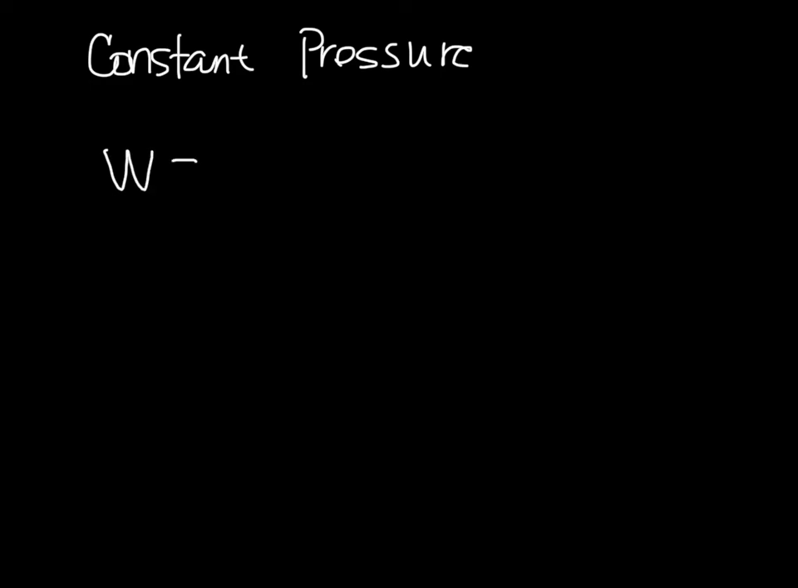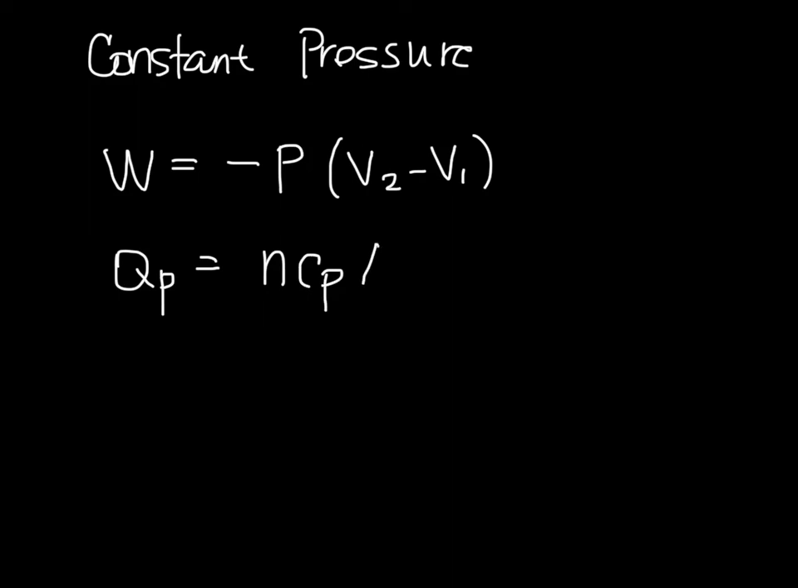If we're faced with a first law problem for a constant pressure process, we can find what we need to know in the following way. This is sort of a summary here. The work is equal to negative P times the difference in the final and initial volume. The heat transferred during that constant pressure process is n Cp delta T, if Cp is constant.